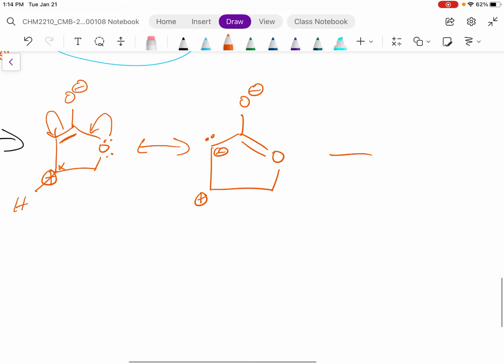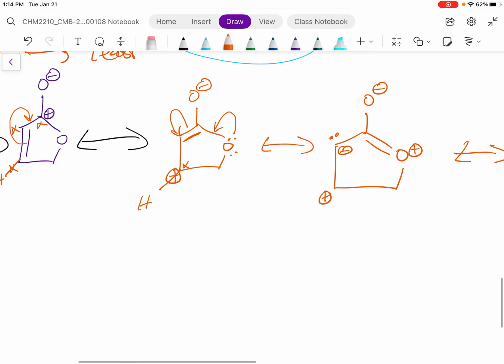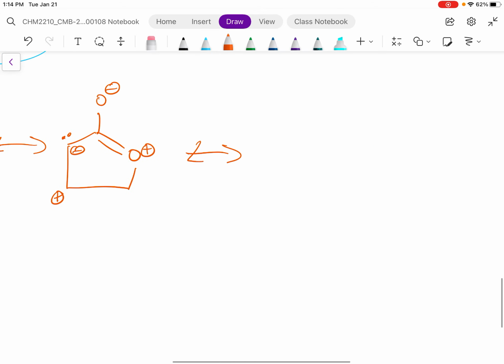Let's draw another resonance structure. Wait, what else have we missed? That's positive, right? What's the overall charge of this guy? 2 positives, 2 negatives, so it's 0. Formal charge on this guy, 0. For all of the resonance structures, the overall formal charge adds up to 0.